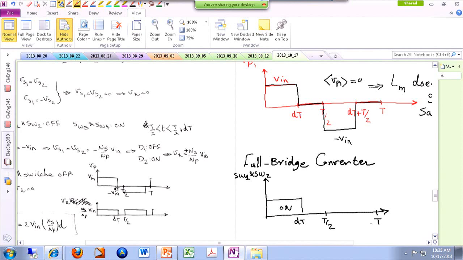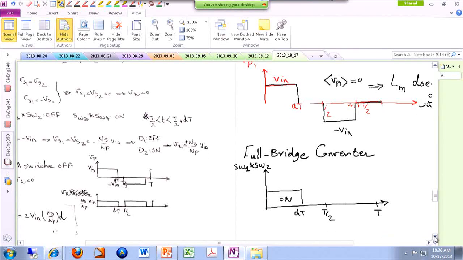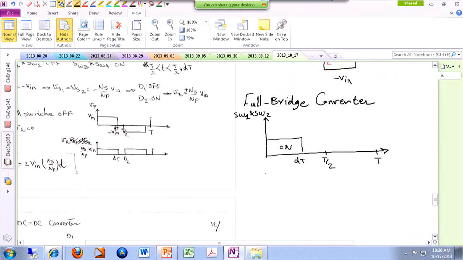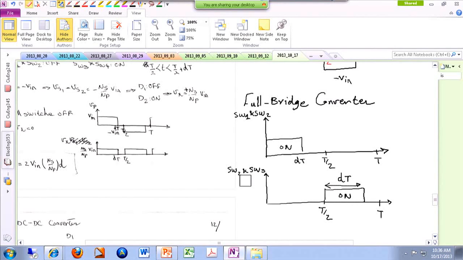We divide our period into 2 equal 50% time intervals, and in the first one we turn switches 1 and 2 on for duty cycle times period, and then the other 2 switches do the exact same thing with a 180 degree phase shift. So this is again DT. I'm sorry, for 3 and 4, not 2 and 3.